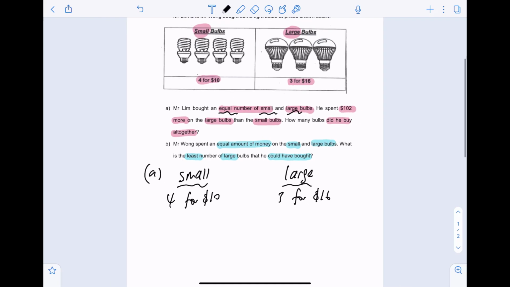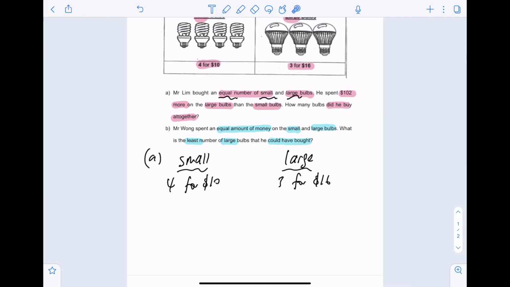So what we need to do first is to make sure that we come out with a common multiple for 4 and 3, which you can actually just multiply by 3 throughout here, multiply by 4 throughout here, and you'll get 12 light bulbs for $30. Over here you get 12 large ones for 16 times 4. You can use a calculator for this, and you'll get $64.